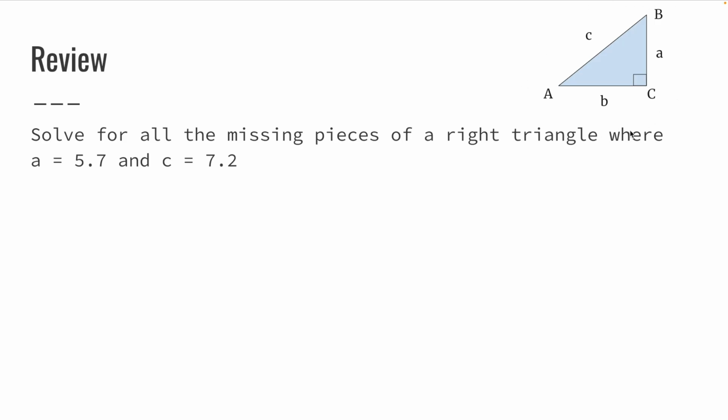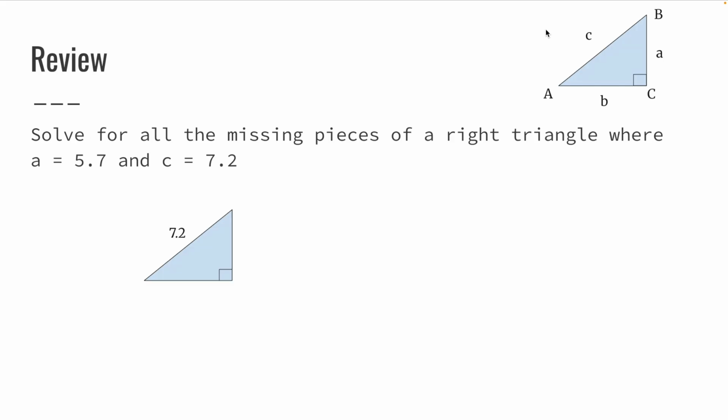When we're looking at labeling it as ABC, the capital letters are used for the angle. So this is angle A, angle B, angle C, which is 90 degrees always. And then the side lengths use lowercase, and they're always across from their angle. So if this is angle A, then this is side A. If this is angle B, this is side B. Angle C is side C, and so on. So let's solve for all the missing pieces.